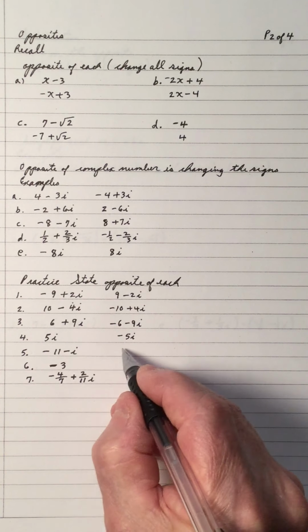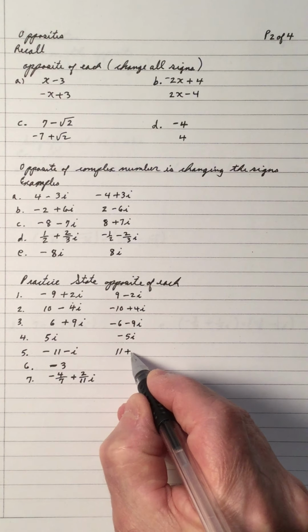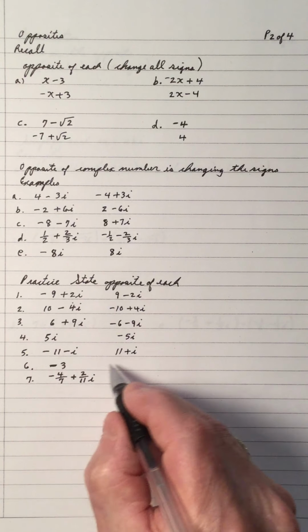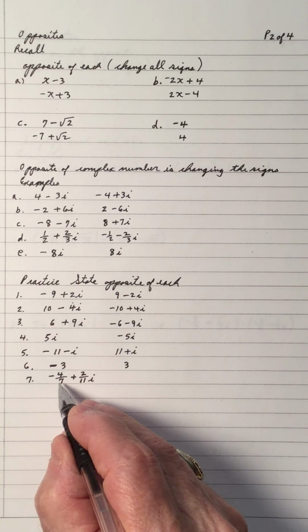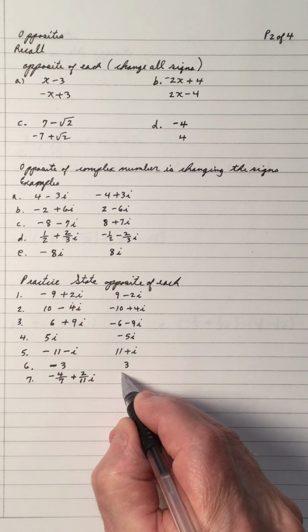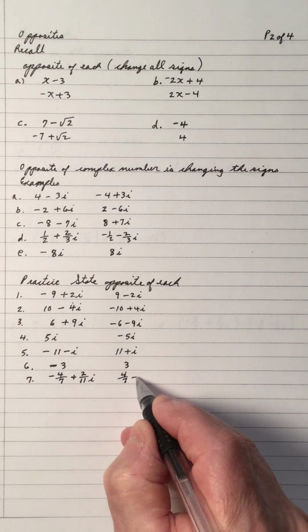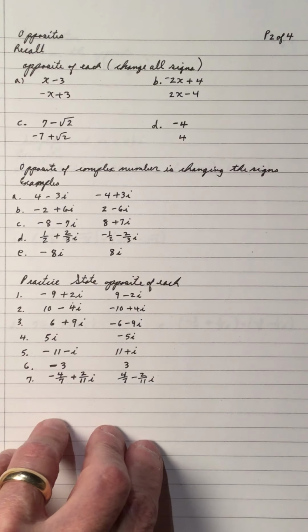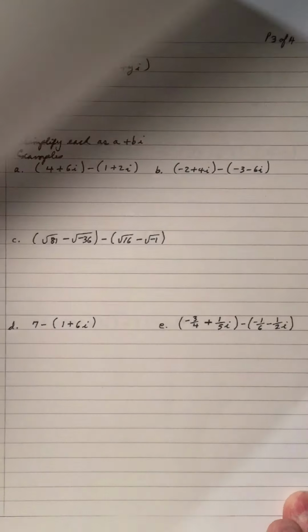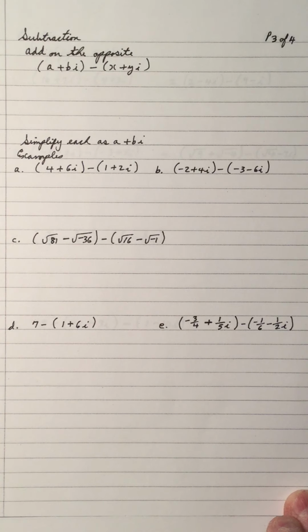Negative 11 minus i has opposite positive 11 plus i. The opposite of negative 3 is positive 3. The opposite of negative 4 over 7 is positive 4 over 7. Minus 2 over 11i becomes plus 2 over 11i. You change all the signs in each expression.